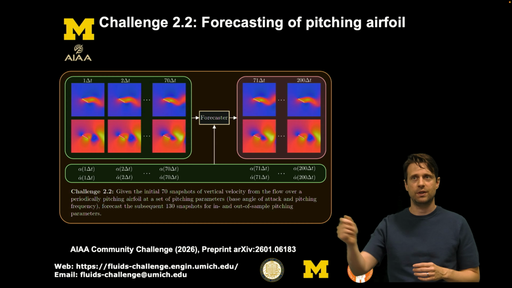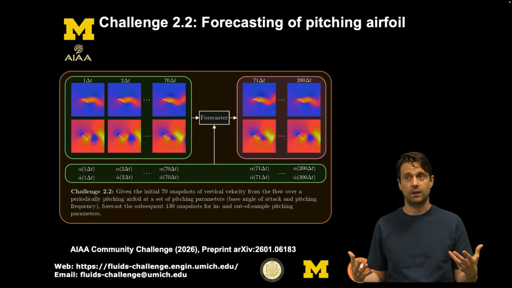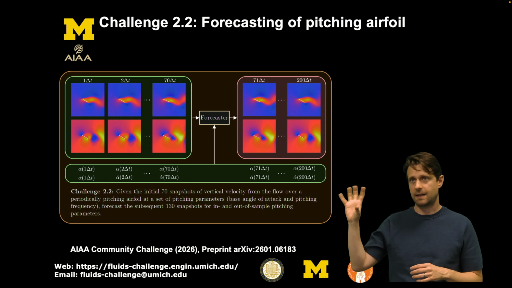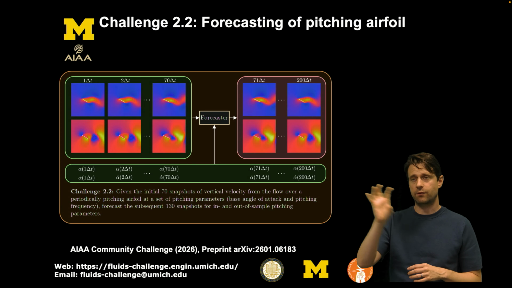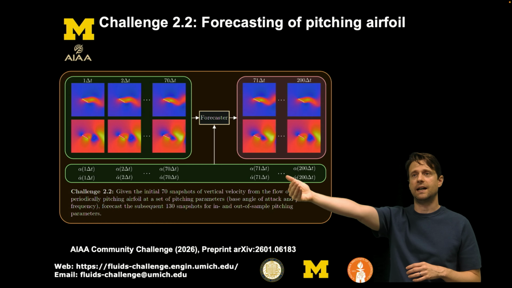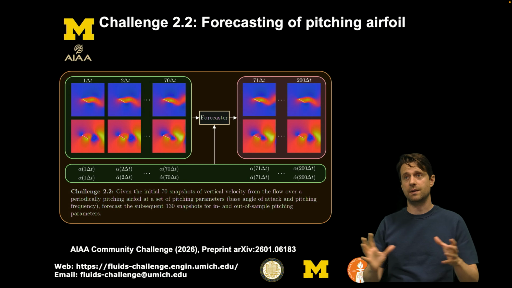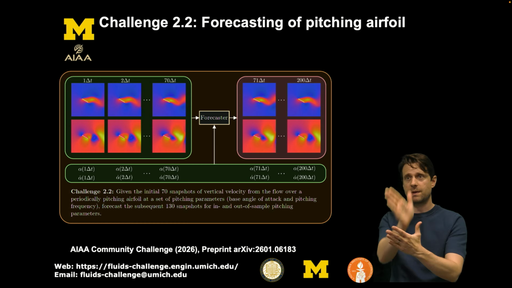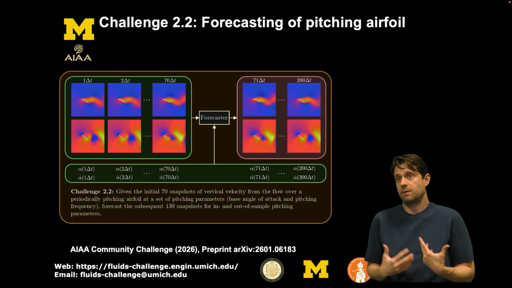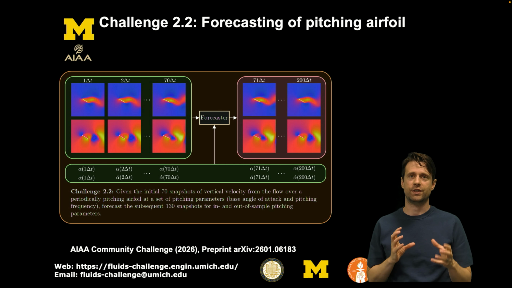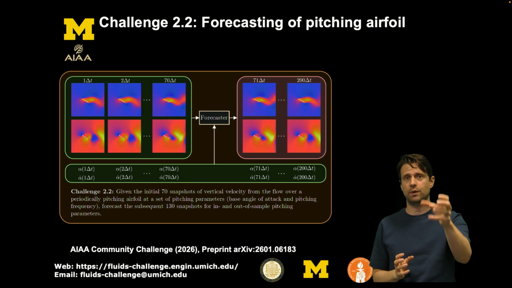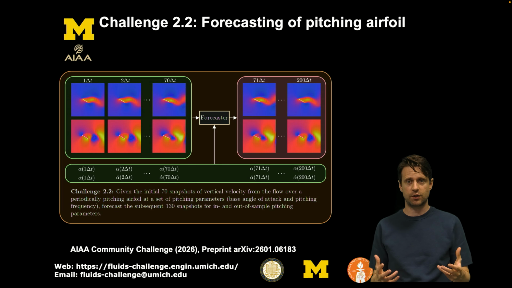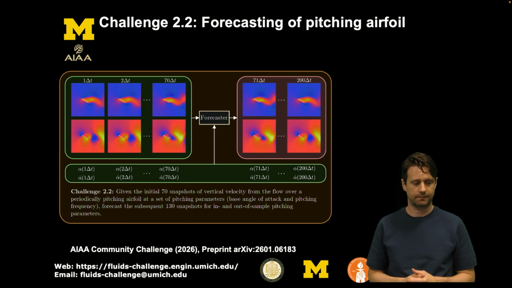The second part of this challenge is a little more complicated. Challenge 2.2 is forecasting a pitching airfoil. So here, same idea. You have some temporal information. You want to advance that in time and get a pretty good idea of the temporal evolution. In this case, a pitching airfoil, which would be 2-dimensional data, so a bit more challenging, but in a way conceptually very similar, being able to exploit temporal dependencies in your data to predict in time.